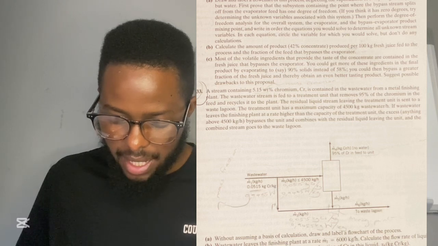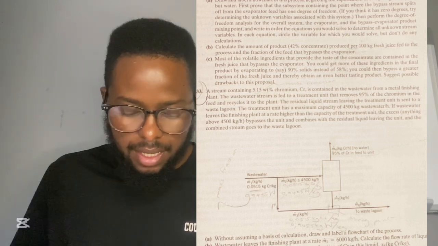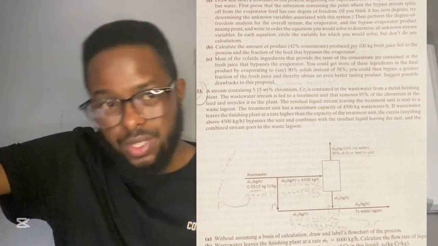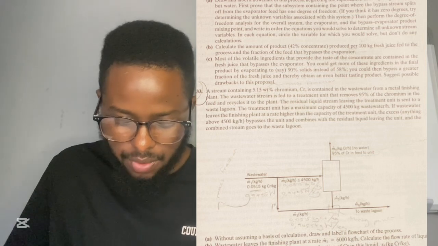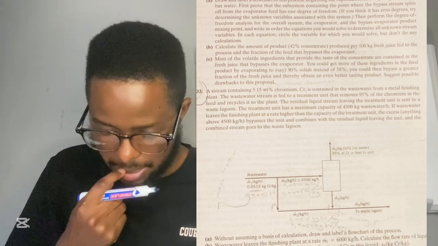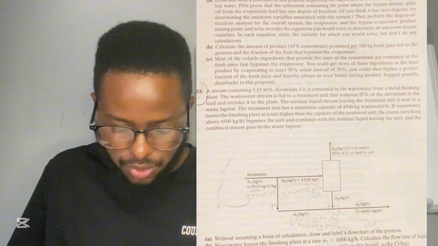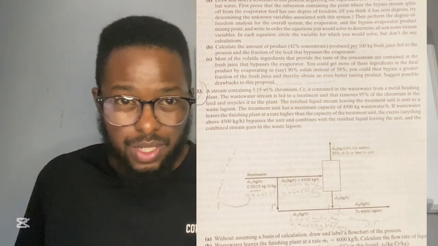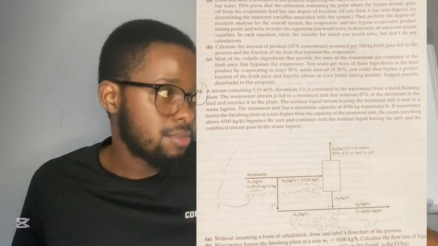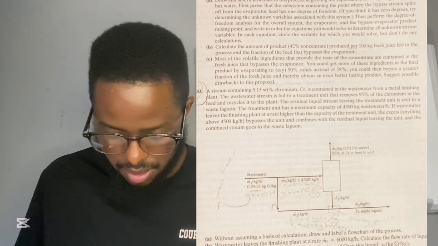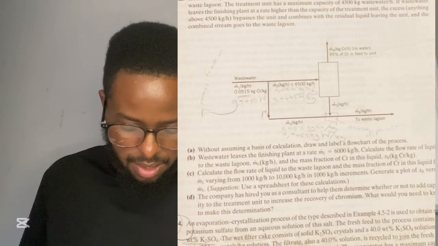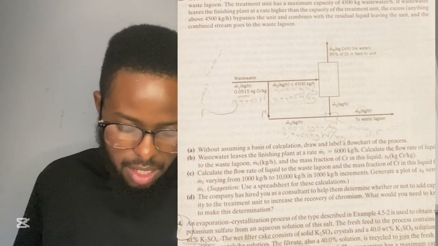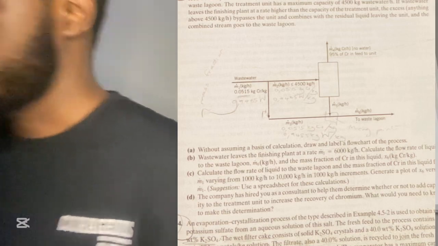If wastewater leaves the finishing plant at a rate higher than the capacity of the treatment unit, the excess, anything above 4,500, bypasses the unit and combines with the residual liquid leaving the unit. The combined stream goes to the waste lagoon. Anything that exceeds the limits we set just goes downstream and joins the lagoon. So question 1: without assuming a basis of calculation, draw and label a flowchart for this process.